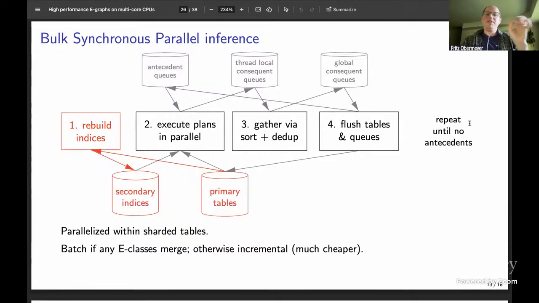So the first step is to build or rebuild those secondary indices, the compressed sparse row, those hash tables, and this is parallelized with sharded tables. So I do one table at a time, but then parallelize over the tables, data parallelism.